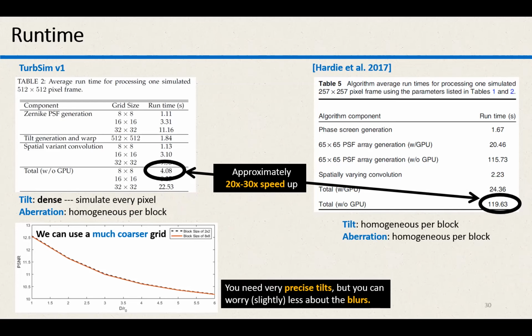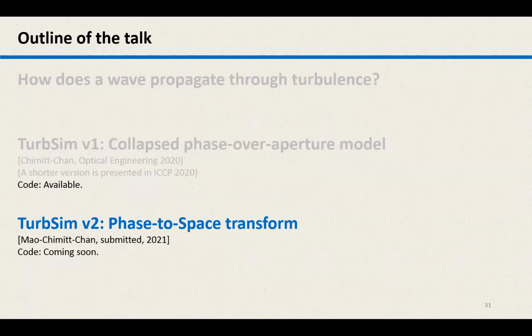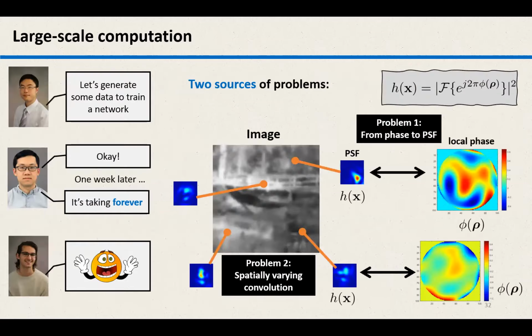It works reasonably well, and we are very happy with the simulator. However, we very quickly ran into a problem, which I'm going to explain in a second, that leads us to the second version of the simulator, which is the phase-to-space transform. It's a submitted paper, and the code will be coming out very soon.